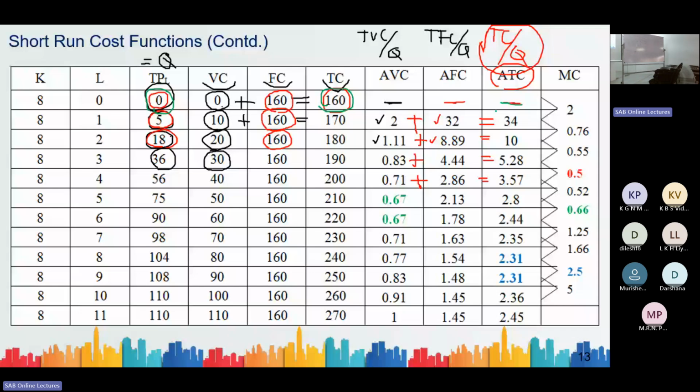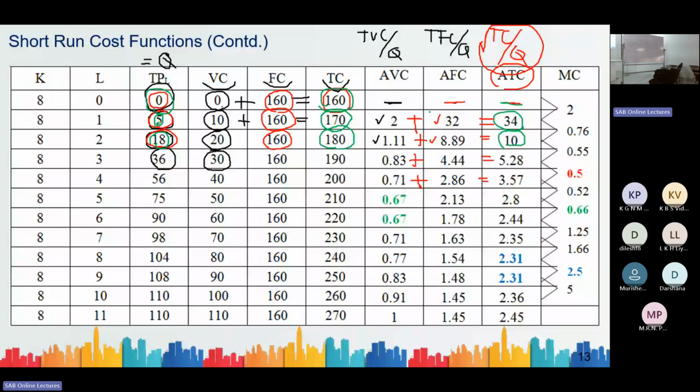For the second level, total cost is 170. 170 divided by 5, the answer is 34. For the third level, 180 divided by 18, the answer is 10. That is one way of calculating average total cost.